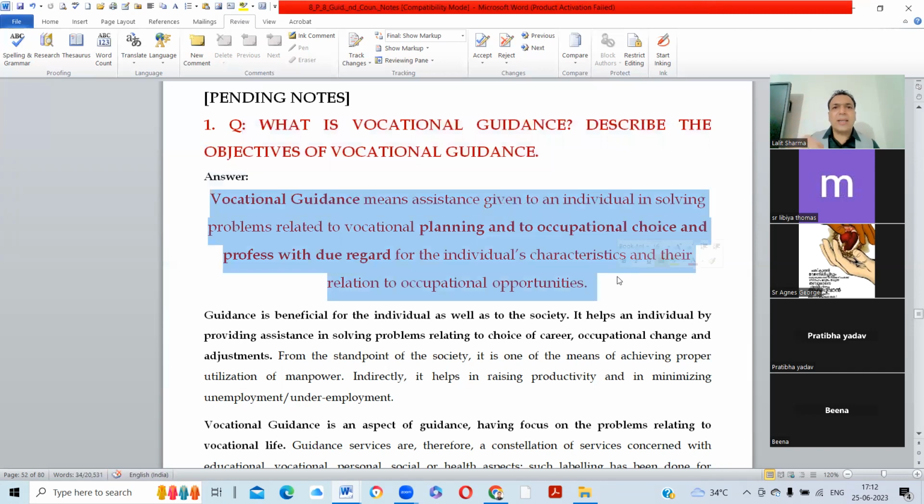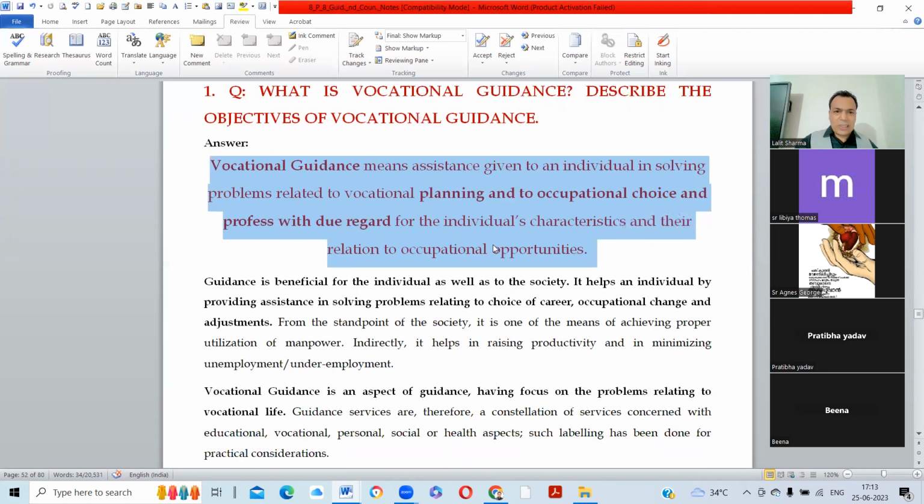What is vocational guidance? Vocational guidance actually is related with your vocation, with the vocation of the student basically, with the occupation in which he wants to go. So you have to talk about vocational. Under the vocational guidance the teacher has to provide assistance given to the individual in solving problems related to vocational planning and to the occupational choices and profession with due regard for the individual's characteristics and their relations to occupational opportunities. So under the vocational guidance, you have to talk about students, occupation, in which occupation he has the interest. You have to talk about all these things, right?